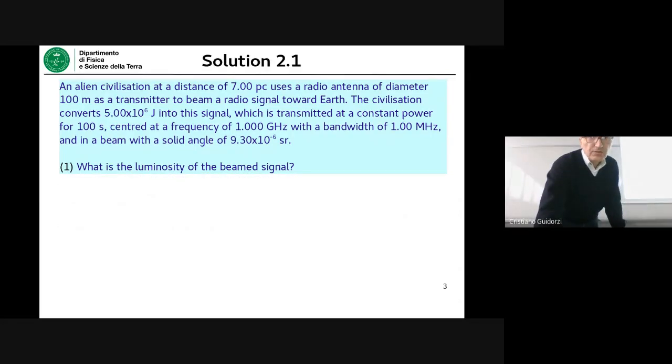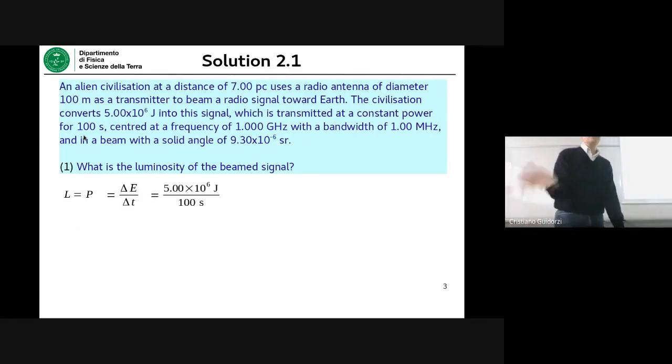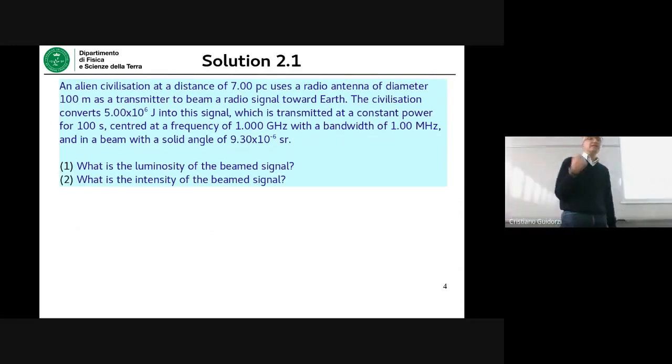So let's try to answer the first question. Well, luminosity is power. You know the amount of energy and you know the time interval. So this is really easy. Energy over time: 5×10⁶ joule over 100 seconds, 50 kilowatts. Easy. I'm going quite quickly because this is easy. Second question: what's the intensity of the beam signal? Well, talking about intensity, you need power per unit area, per unit solid angle, per unit frequency. What else?